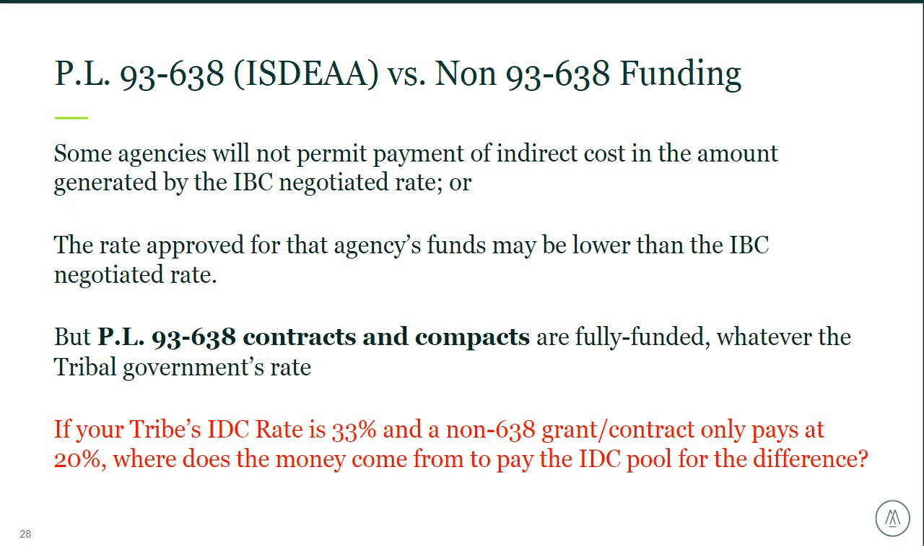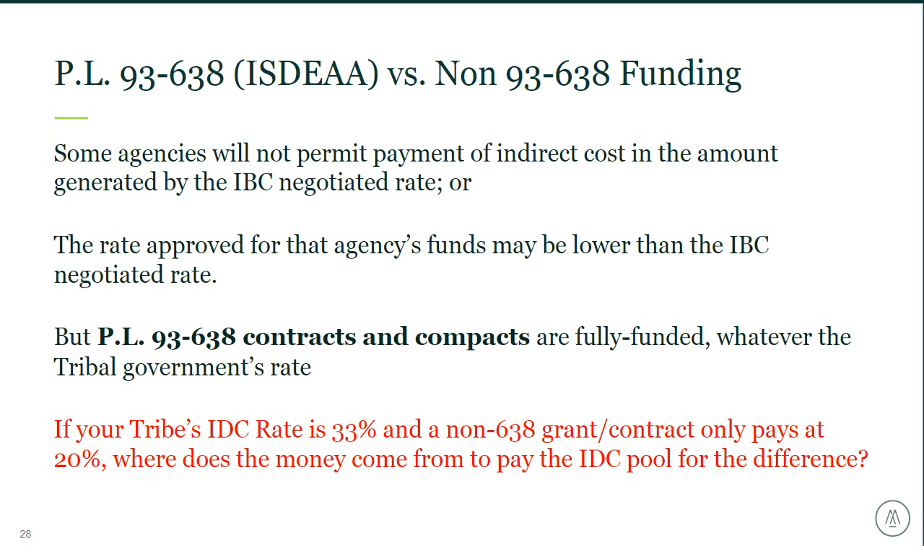So for example, Head Start, I believe, caps your admin cost at 15%. So you can't charge more than 15% to the Head Start program. However, 638 contracts and compacts are fully funded, and they will follow the negotiated rate of the tribal government.